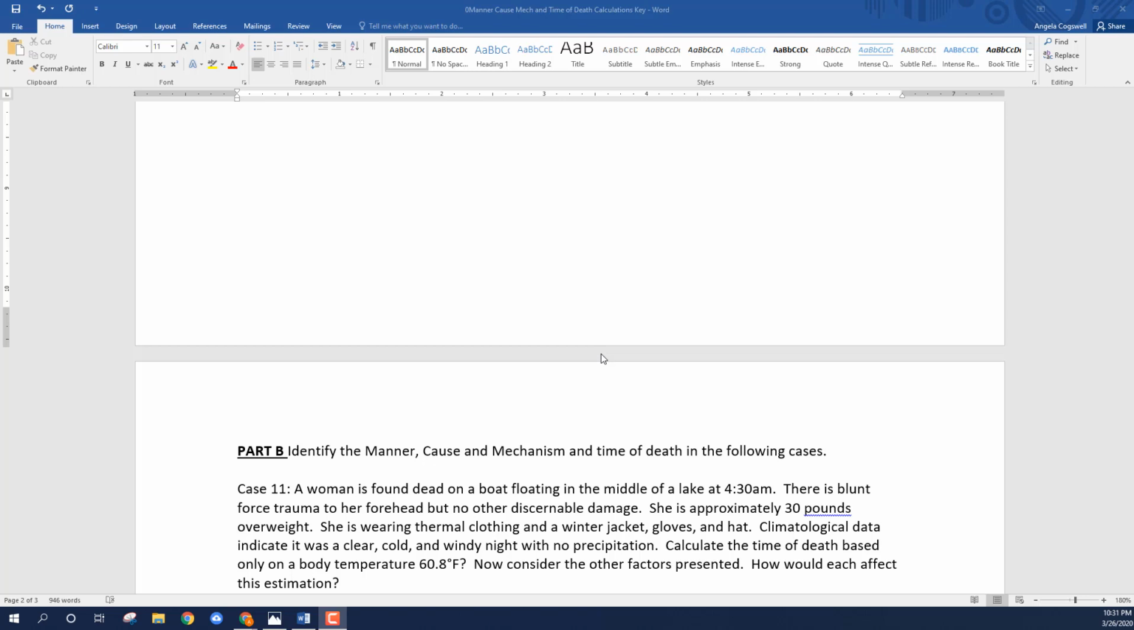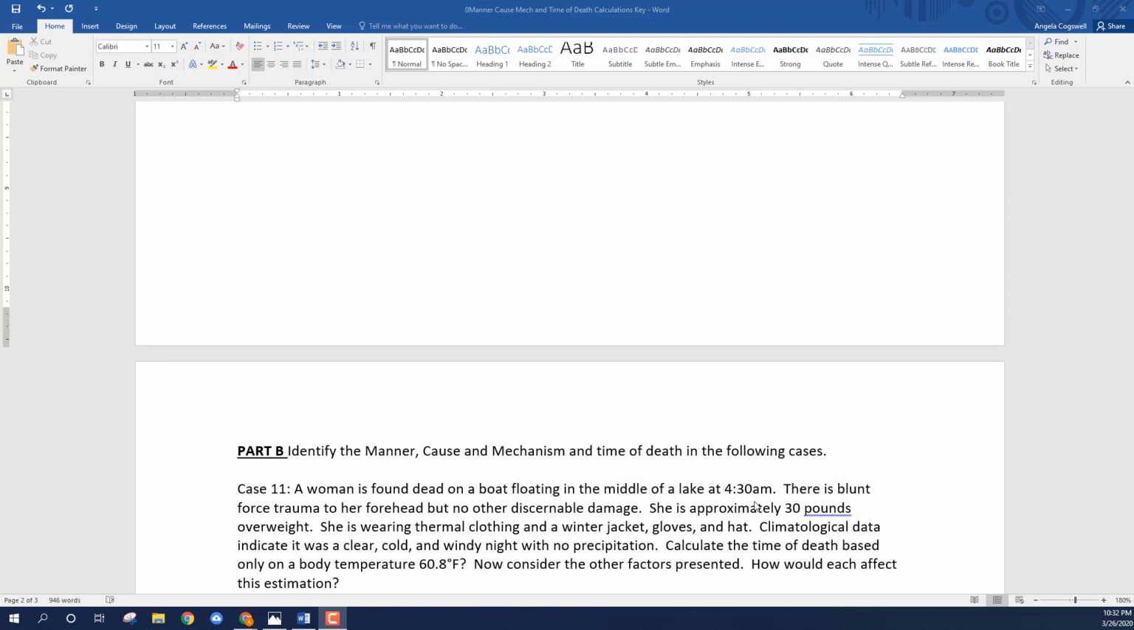Then you remember that the cause of death is the thing that caused them to die. A car accident, a gunshot, a head injury, right? And then the mechanism is the physiological change that happened in their body. So let's look at this first one. And I talked about this in the other video. This woman was found dead on a boat floating in the middle of a lake. There's blunt force trauma to her forehead, and then some information about the weather.